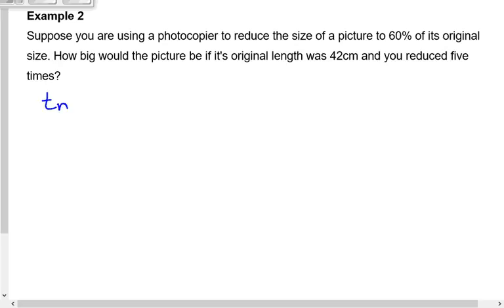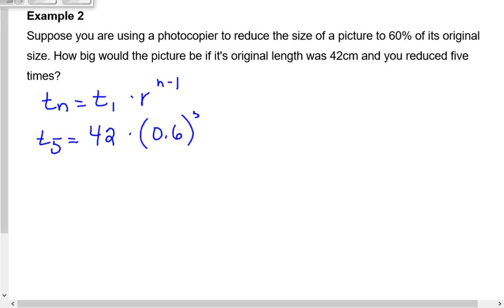So using this same formula, we're going to substitute in what we know. So we're looking for the 5th term. Our first term is 42. R is equal to 60%. So we have to make sure we write this as a percent, and to write it as a percent, we're going to use 0.6 to represent that percent. And then n is 5 times again.